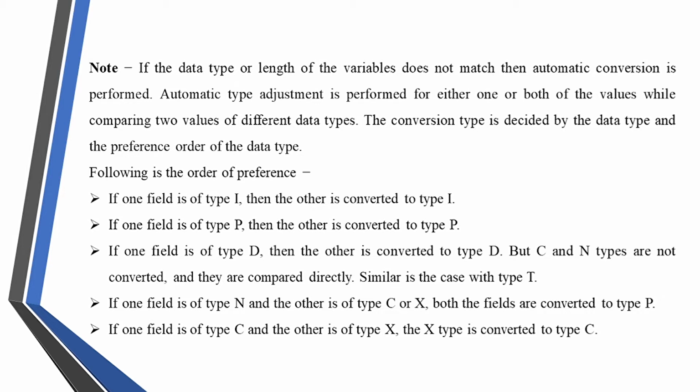In SAP ABAP, when we get errors while writing a program, those are called syntactical errors. So when you are writing code and you get some error, that is called a syntactical error. When you are running a program and you get an error, that is called a dump, a short dump. So if you compare variables of non-matching types, that means the two variables are not of the same type, then it will go to dump.